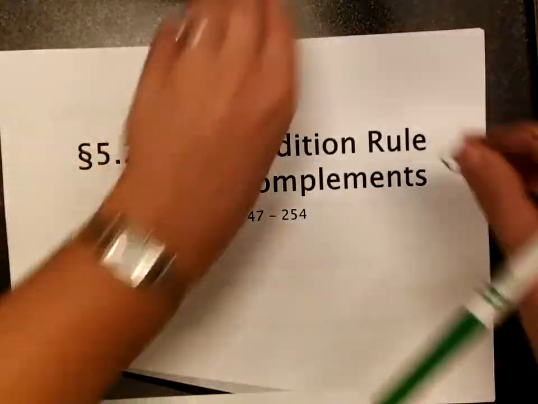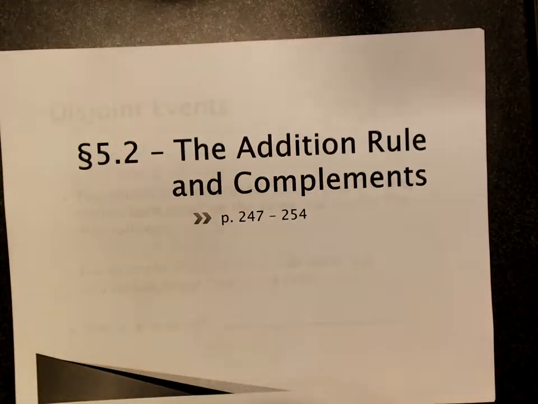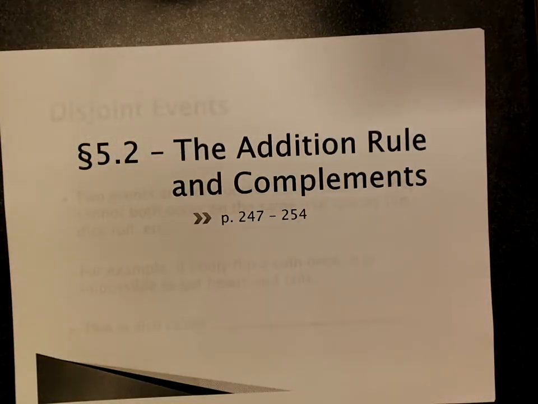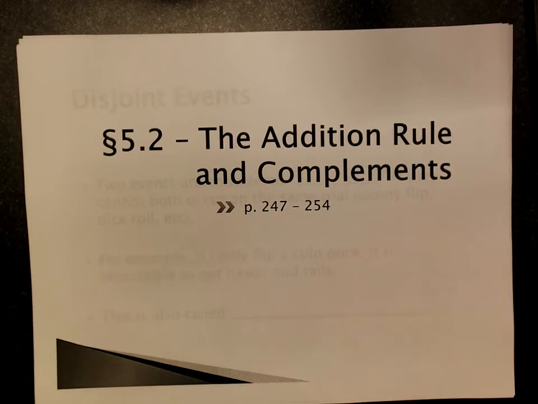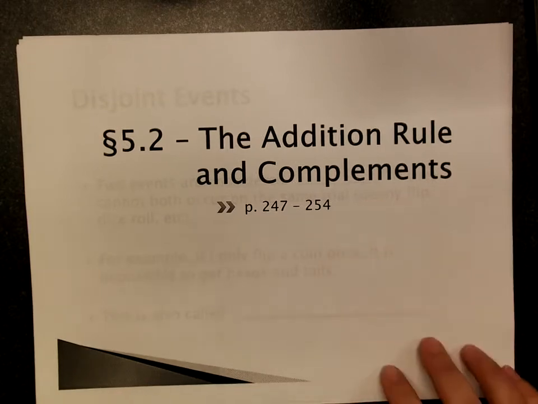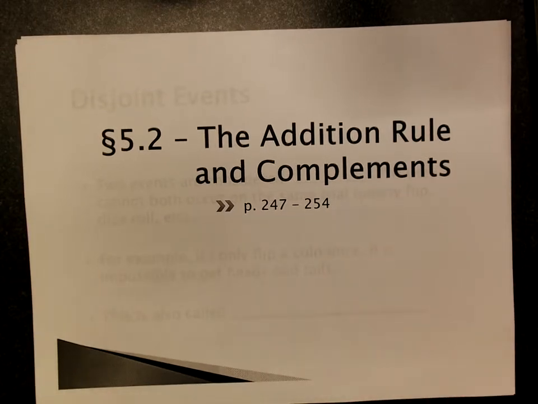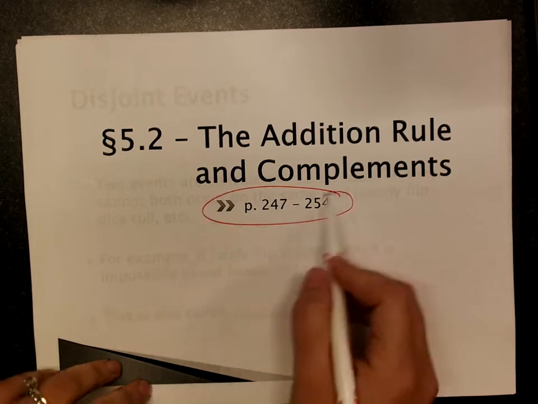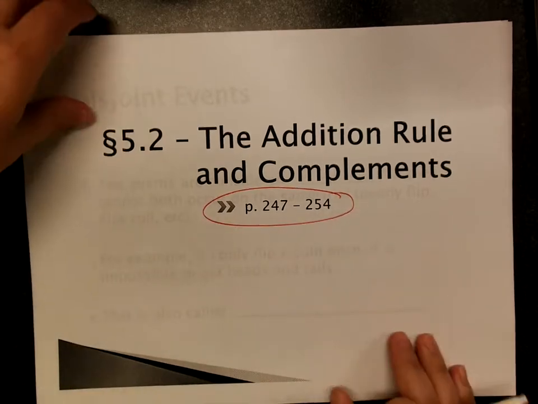This brings us to section 5.2. So section 5.2 is about the addition rule and something called complements. And this is on pages 247 to 254 of your textbook.